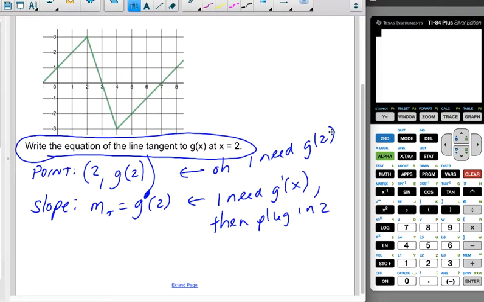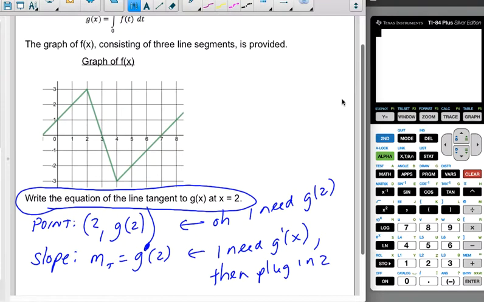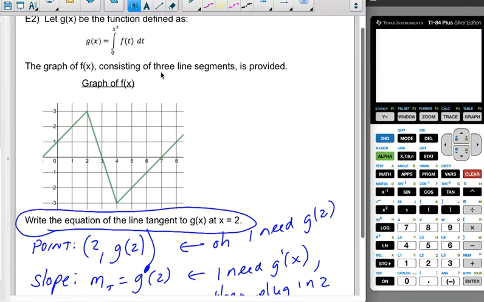So let's start with the easier of the two, right? So let's start with the first thing I need. I need g of 2. So g of 2 is going to be the integral from 0 to, now this isn't an x, right? That's an x cubed, so 0 to 8 of f of t dt. So I'm going to go ahead and find that area. Well, the integral from 0 to 8 is going to be this trapezoid plus this triangle minus this triangle.